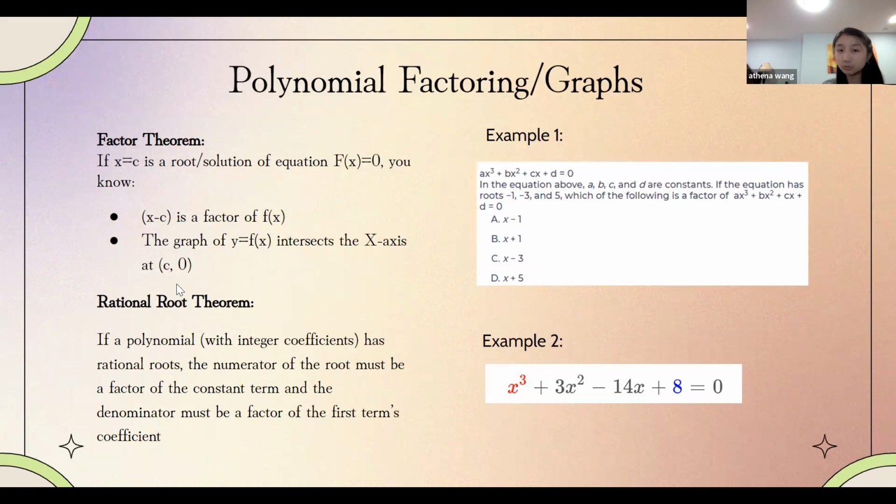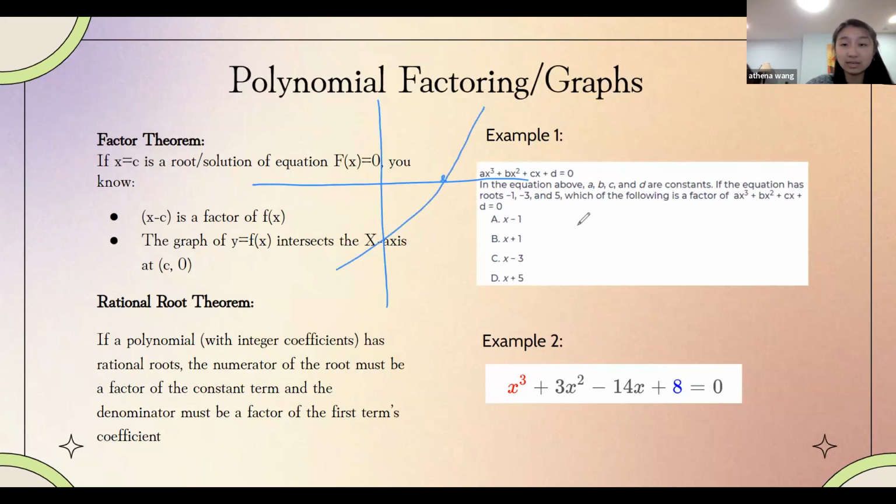This is pretty intuitive. And then the graph of y equals f of x intersects the x-axis at c comma 0. So we know that it touches that line at c comma 0. It can be like that, or if it's a cubic, it can be like that.